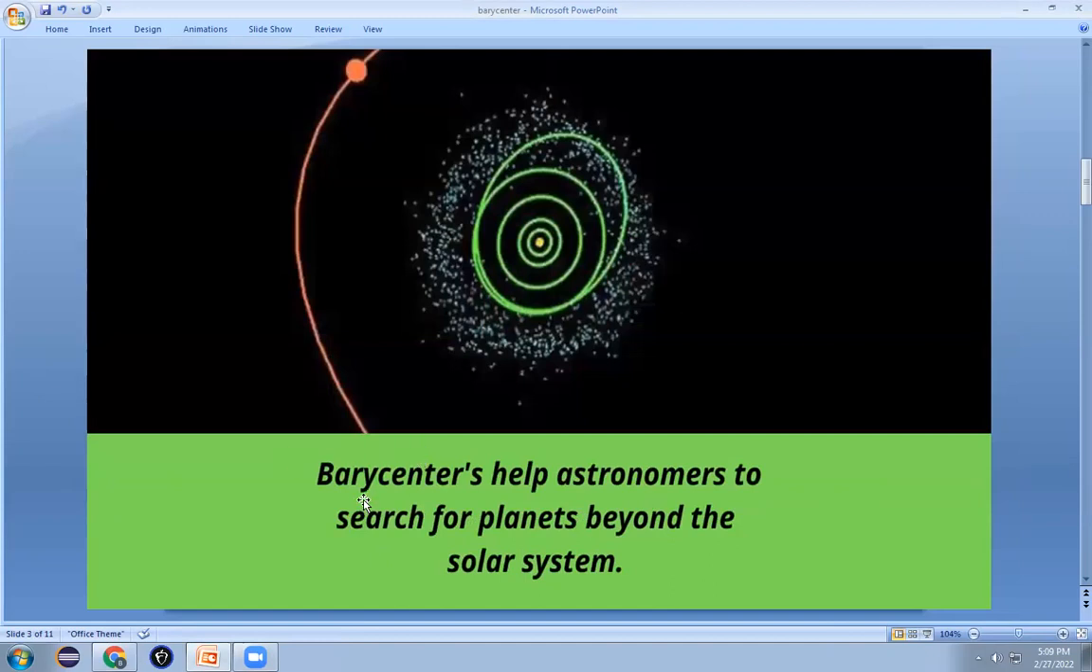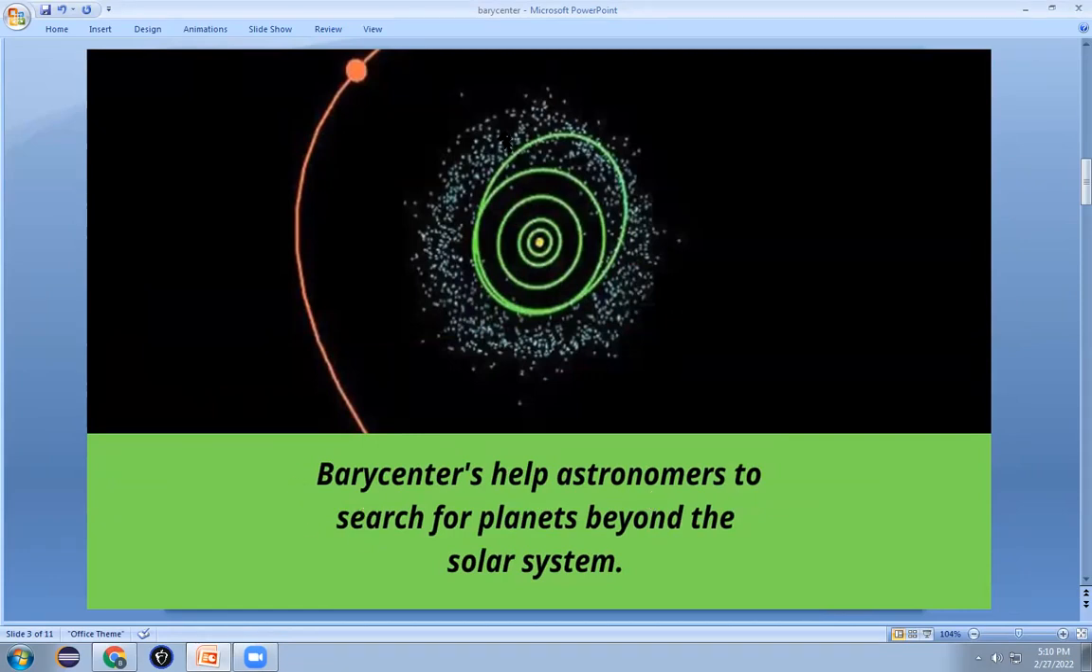So now see, Barycenters also help astronomers to search for planets beyond the solar system, not only in our solar system. These barycenters help the astronomers to search for planets beyond the solar system. That is one of the important uses of barycenter. So how can this barycenter help the astronomers?